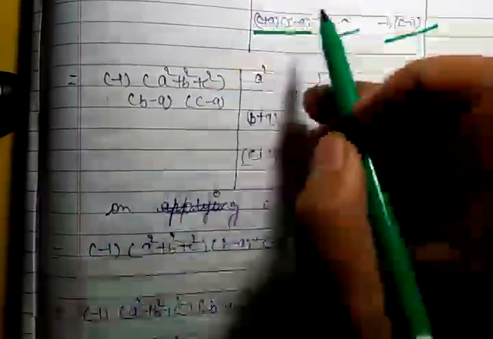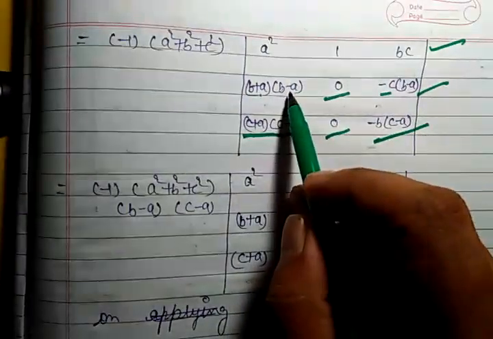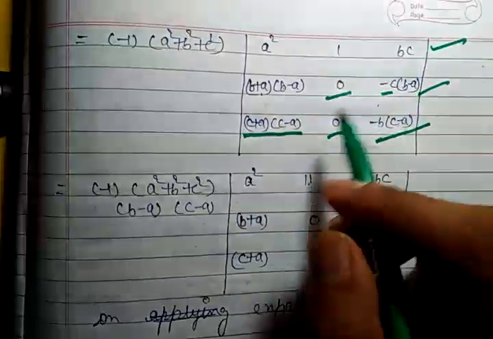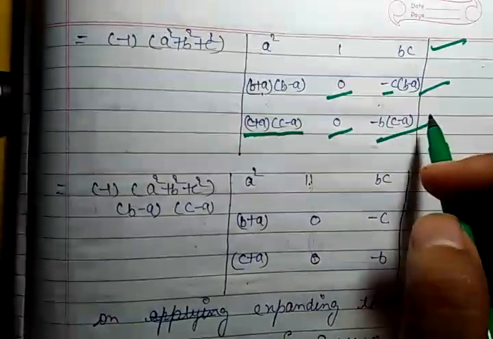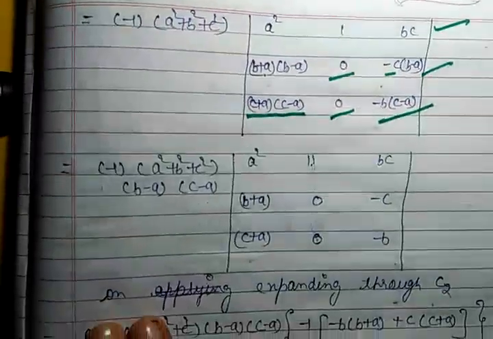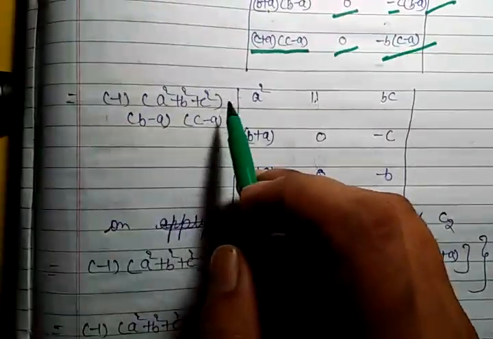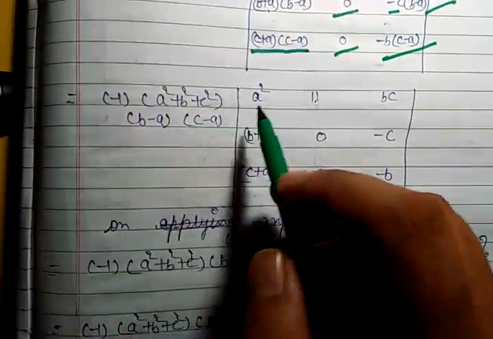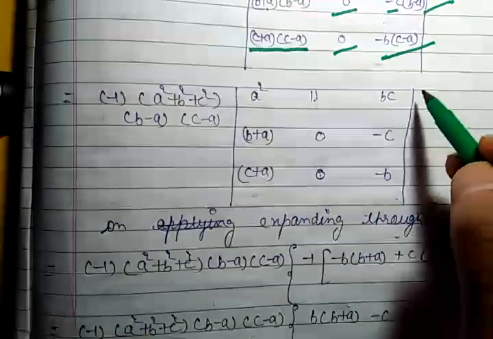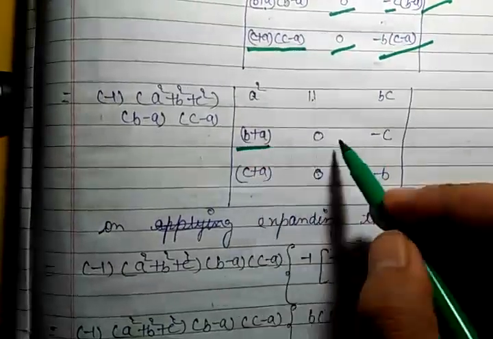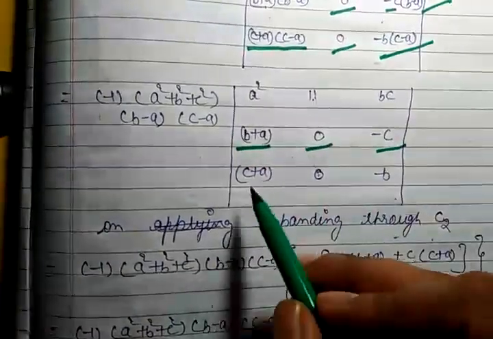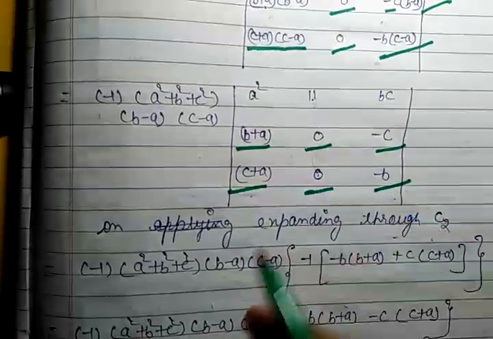Now you can see that b − a you can take out common from row R2, and c − a you can take out common from row R3. So we did the same, we have taken the common, so we will get −1, a² + b² + c², b − a, c − a, and here we will get a², 1, bc, and we will get here b + a, 0, −c, and c + a, 0 and −b.